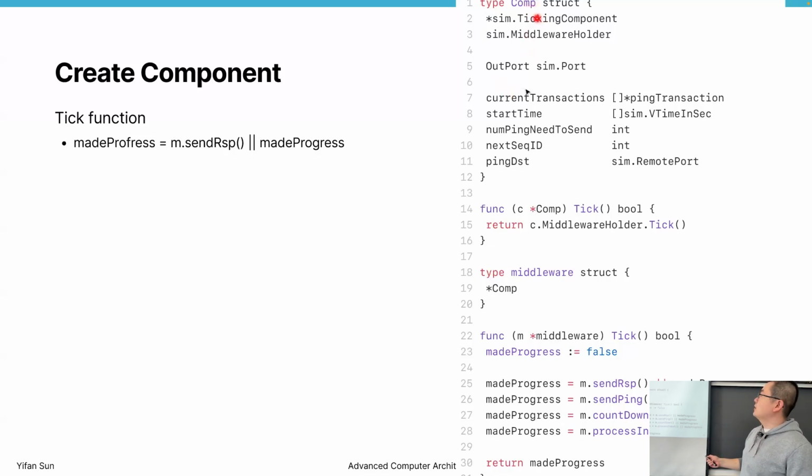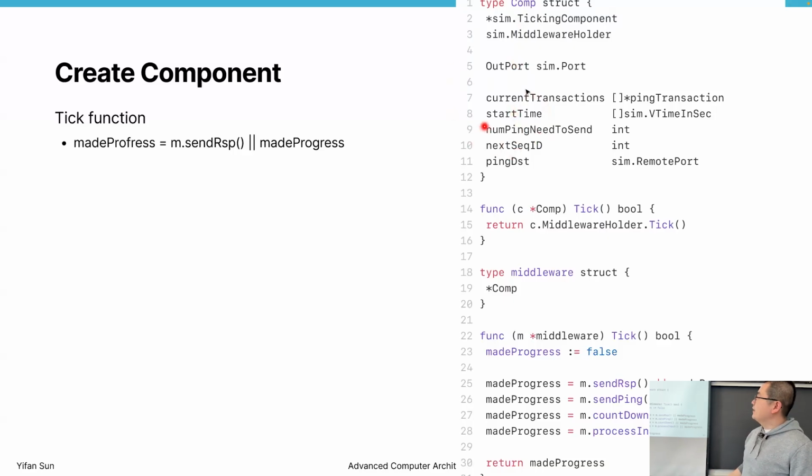Then it's embedding a ticking component, and it's embedding a middleware holder. We'll talk about middleware later. Most of the MGPUSim or Akita's components are still not using middleware yet. This is relatively new, a new feature in V4. We'll talk about why we want to use middleware later. And then it only has one port, and we call it the out port. It sends out, so we call it out port.